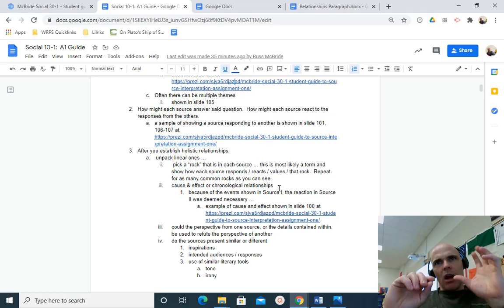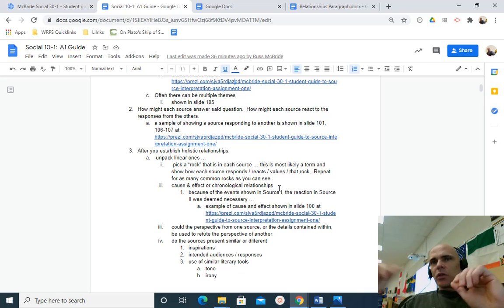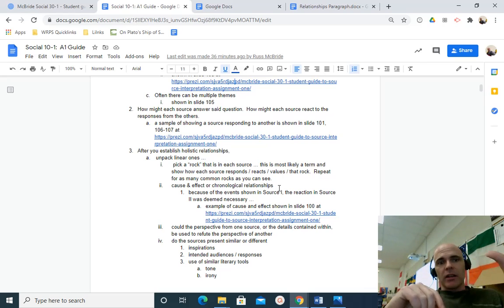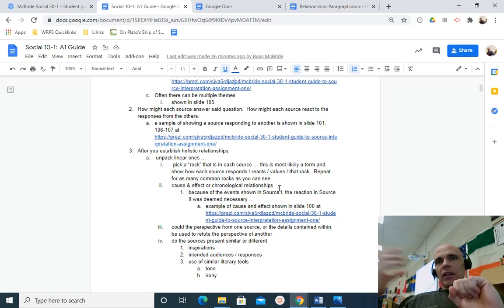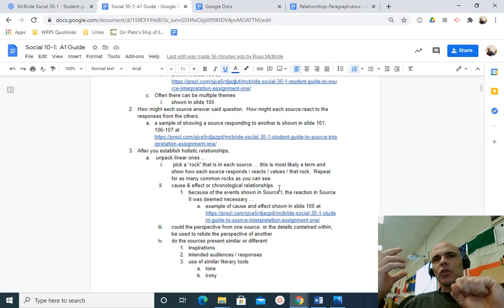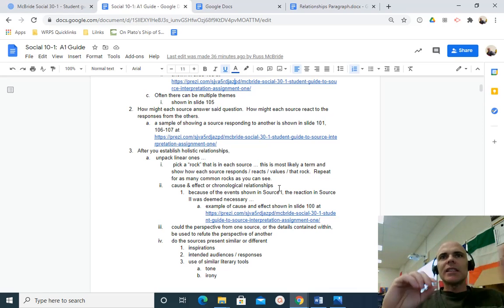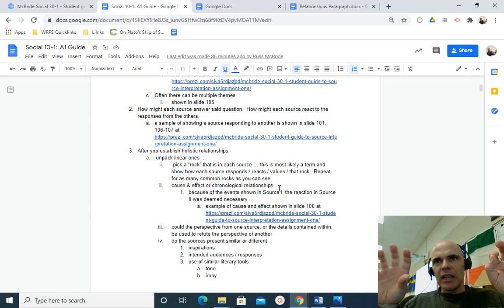Sometimes there may be a big rock in one source that reappears in another source. So maybe one source is talking about anarchy, and whereas one source mentions it, another source illustrates it. Or one source is talking about poverty, it mentions poverty, and a different source measures poverty. So we need to see some of those linear lines that connect the sources together. There might be some vocabulary that is mentioned or illustrated in one that is mentioned and illustrated in another.